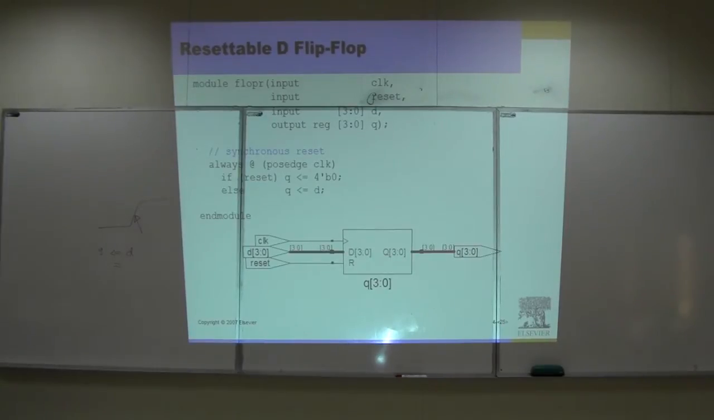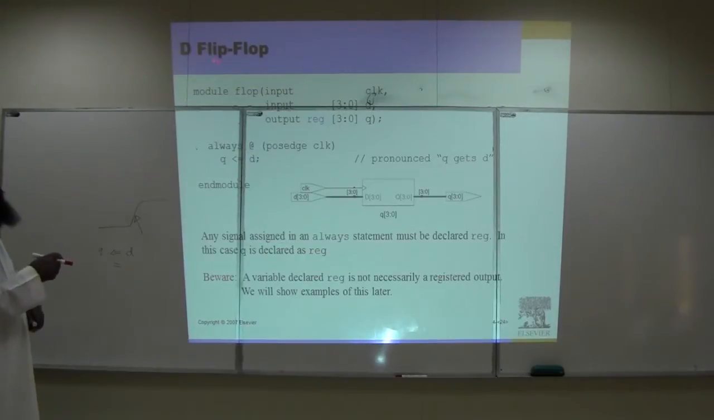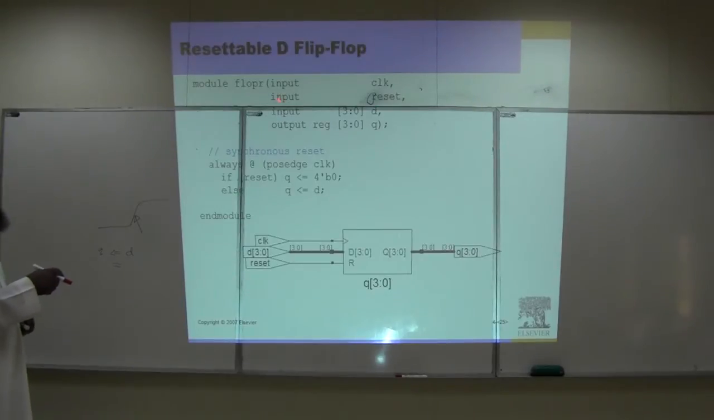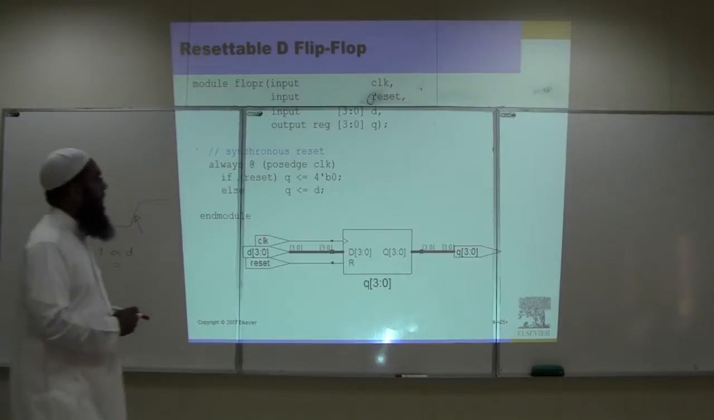So here, this is the code for synchronous. See, module flop R, resettable. This is flop R or resettable. Input is clock. We have an extra input: input reset. In the normal flip-flop, we do not have this reset, right? But here we have another input called reset. You can write a comment here, no problem.